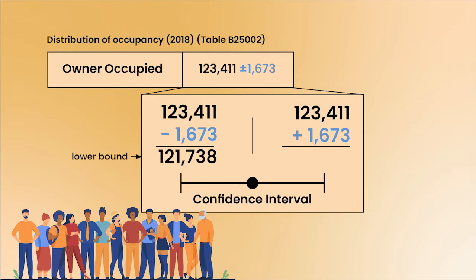The lower bound of that estimate is 123,411 minus 1,673, which equals 121,738 housing units, while the upper bound of the estimate is 123,411 plus 1,673, which is 125,084 housing units. This range, defined by an upper and lower bound, is also called the confidence interval.